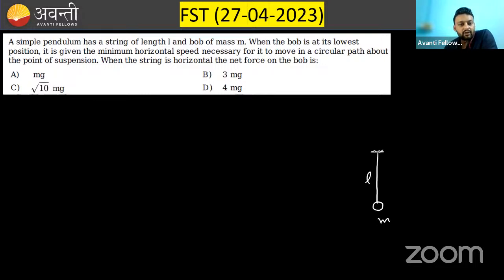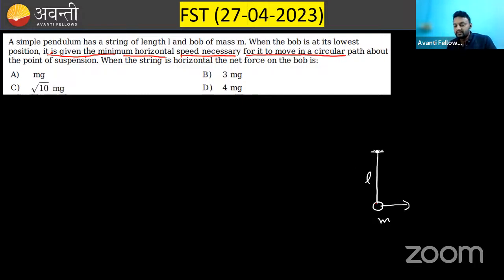It is given the minimum horizontal speed necessary for it to move in a circular path about the point of suspension. This is the point of suspension. Now, what are they saying? They are saying if this is given some horizontal velocity, read out the question again. It is given the minimum horizontal speed necessary for it to complete the circular path.